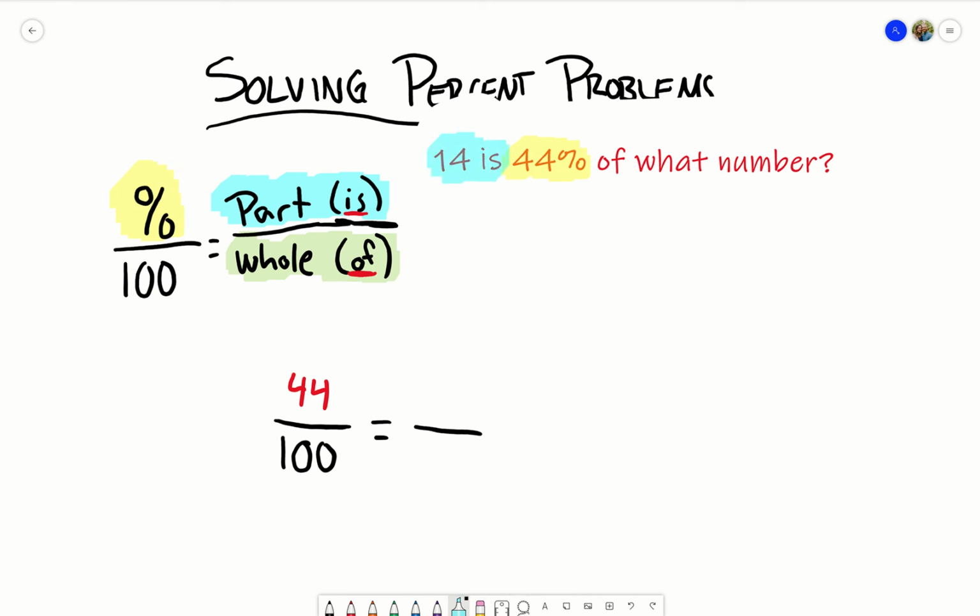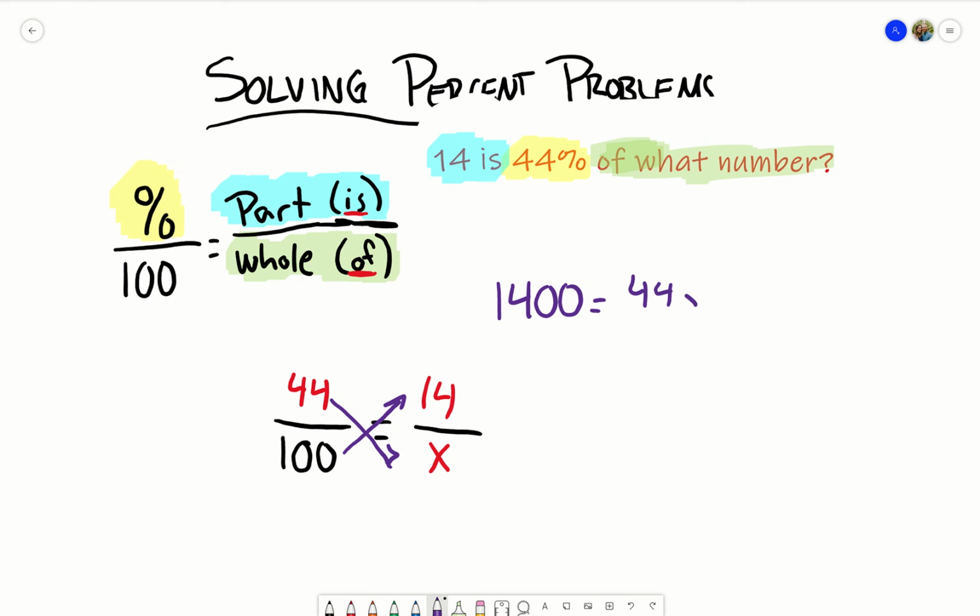Now, we also see in our question it says 14 is. That means that 14 is our is value, or our part. And then it says of what number. That means we are looking for some value, some number, and that means we don't know our of. That becomes x. Okay? We're going to come through here, cross multiply. 100 times 14 is 1,400. 44 times x is 44x. Divide by 44.